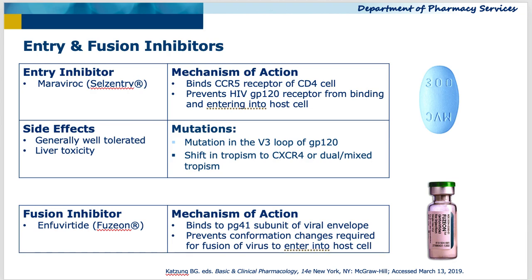On the next slide I just have a little summary of each of the medications. For the entry inhibitor, we have Maraviroc, brand name Selzentry. Reviewing how it works, it binds to the CCR5 receptor of the CD4 cell and prevents the GP120 receptor from binding and entering into the host cell. Those are some side effects of the medication, and those are the potential mutations that can occur.